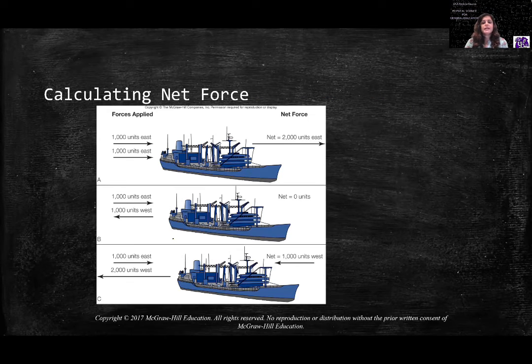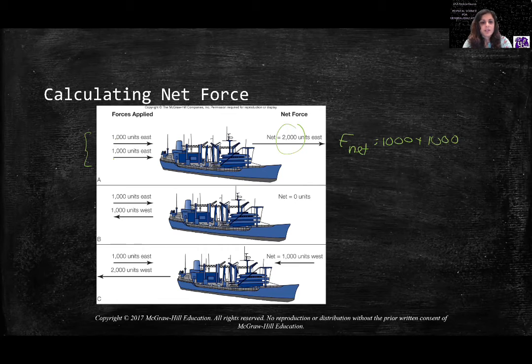So what do we do when we calculate net force? At the start, I told you that the net force is the sum of all the forces. So in this case, we have a force being applied in this direction on this side of the ship, 1,000 units of force for each, maybe two tugboats pushing on a ship with 1,000 units of force. The ship moves out with 2,000. So the net force is 1,000 plus 1,000, and we can add them, they're in the same direction.